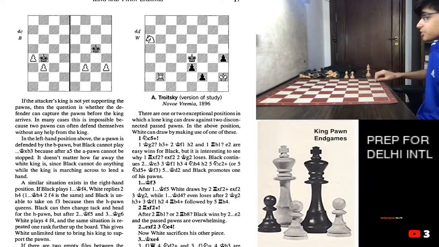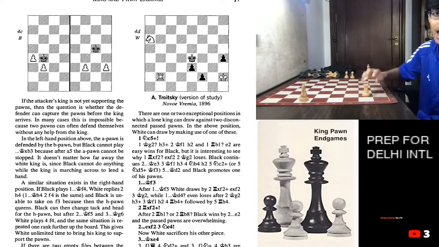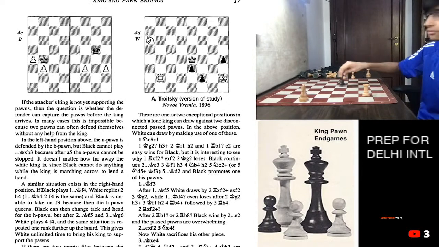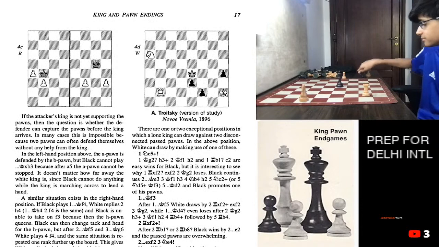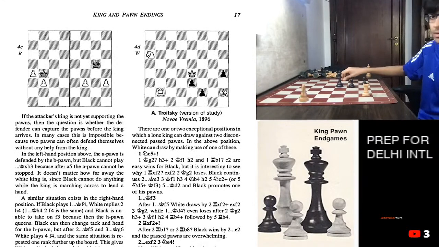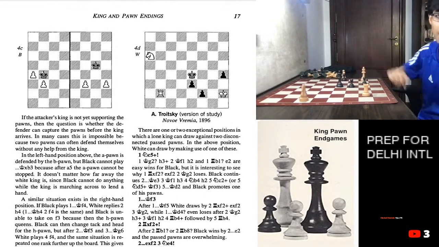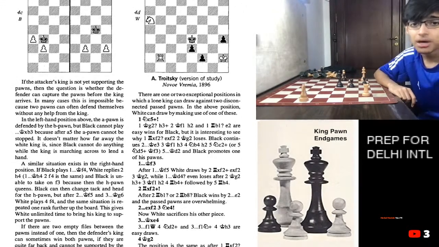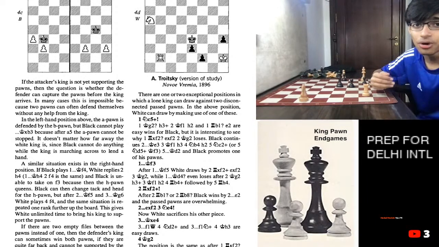So the white rook is on b2 with the knight on a6. And the black king is on e4 with pawns on f2, h4 and e3. And the white king, of course, is on h2. So this is a Troitsky position. There are one or two exceptional positions in which a lone king can draw against the two disconnected passed pawns. In the above position, white can draw by simply using one of these.